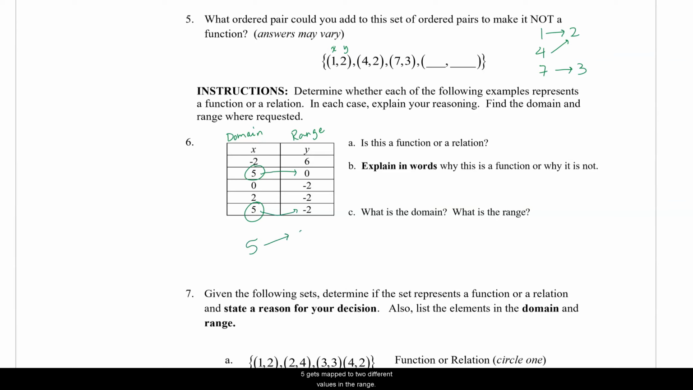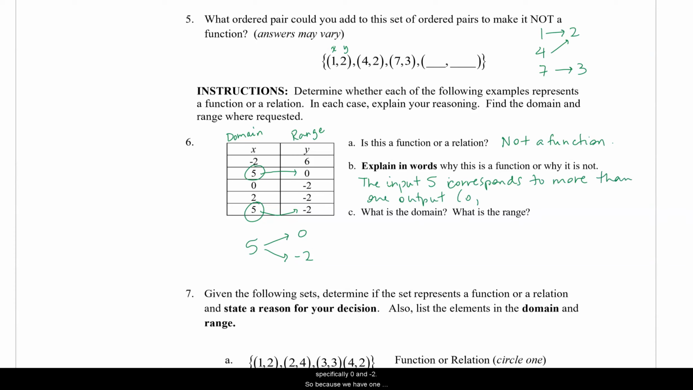Oh no. 5 gets mapped to 2 different values in the range. This is not a function. We can say the input 5 corresponds to more than one output, specifically 0 and -2. Because we have one value that breaks the rule for a function, that every input has exactly one output, we don't have a function.